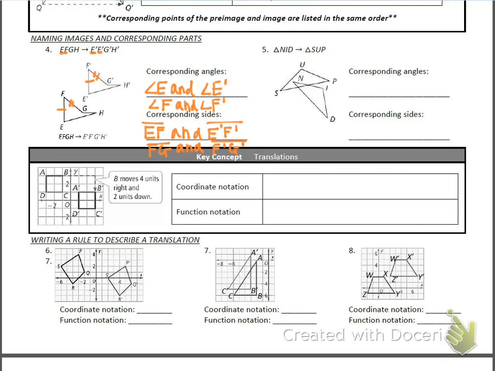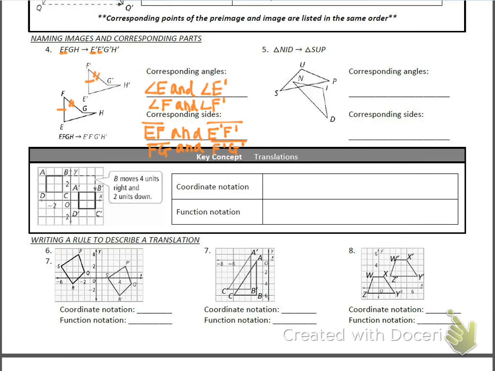Question before I have you guys move on. Are the two shapes, the image and the pre-image, congruent? What do you think? How many of you vote yes, they are congruent? The whole shape. How many vote no, they are not congruent? How many of you have no idea? Okay. Why do you think they are congruent? They are. Why do you think so?